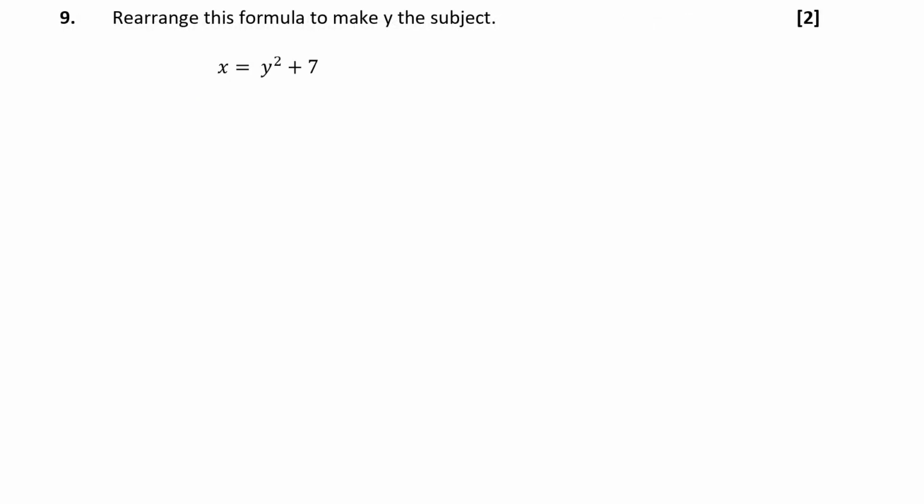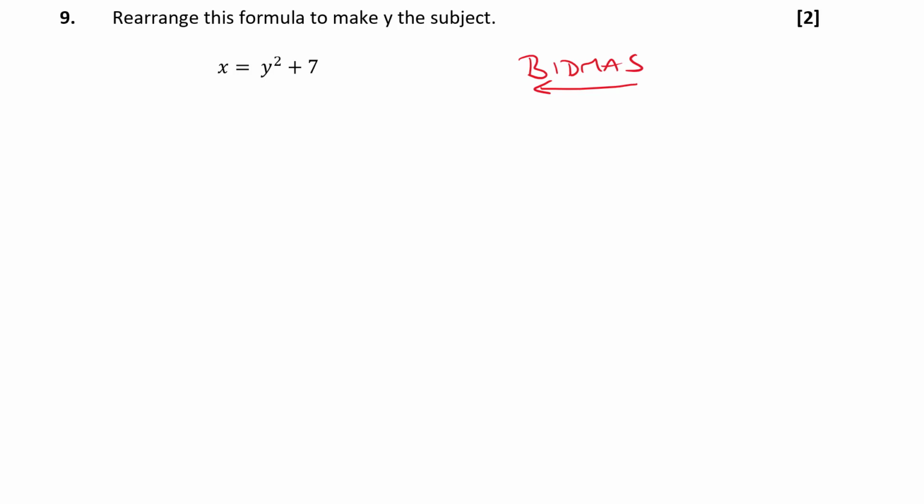Question 9, rearrange this formula to make y the subject. I've got x is equal to y squared plus 7. So I want to get y by itself. I want to unwind this really, and the way you do it is in the opposite order to BIDMAS. If you were trying to work out y squared plus 7, BIDMAS would say do the indices first and then do the addition. So when you're rearranging, you're going through BIDMAS backwards. You're going to unwind it.